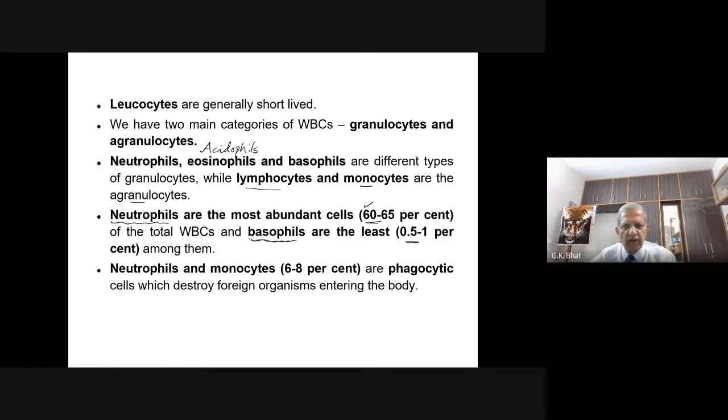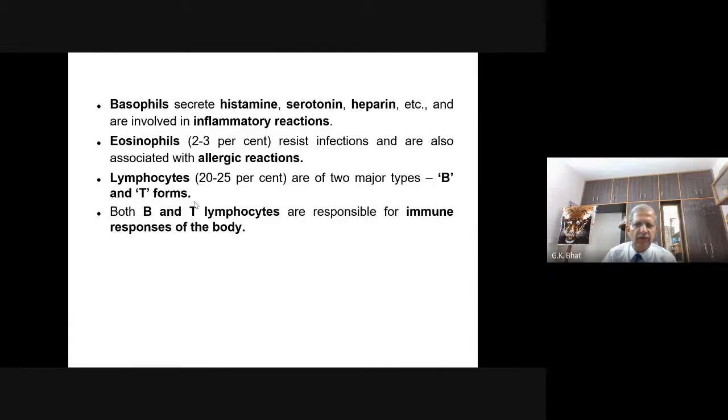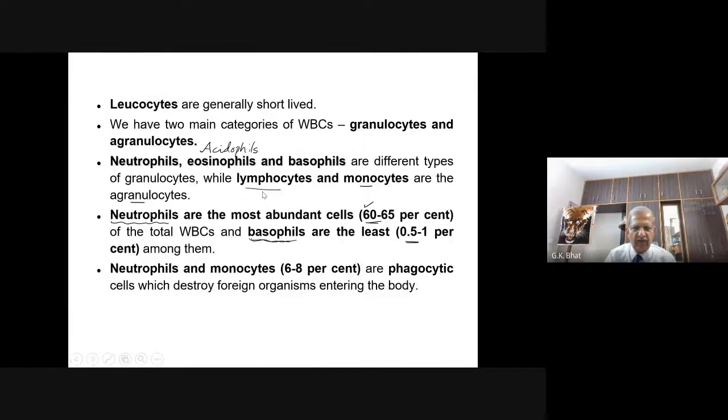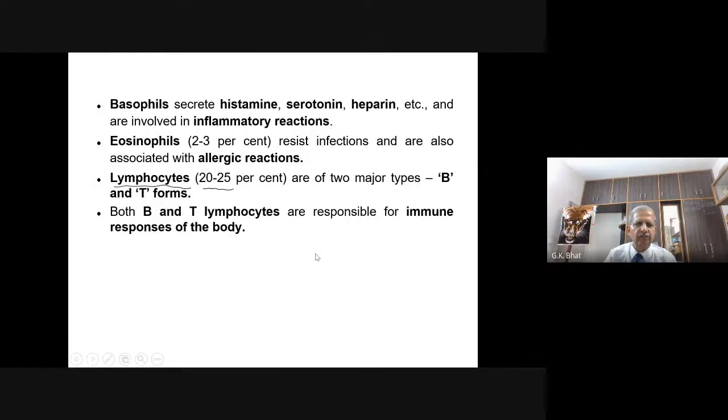Next to neutrophils, the most abundant white blood corpuscles are the lymphocytes, which occur at 20 to 25%. Most abundant is the neutrophil. Next to that, the most abundant is the lymphocyte. Next to this lymphocyte, the most abundant is the monocytes, 6 to 8%. Next to this monocyte, next to that, is the acidophils or eosinophils.